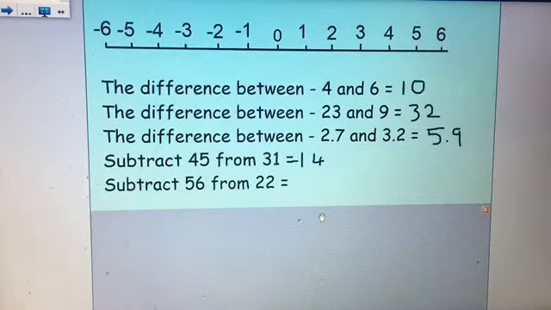Subtract 56 from 22. Same sort of question. The answer would be minus 34.